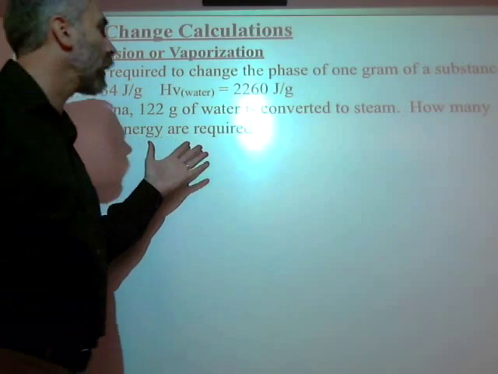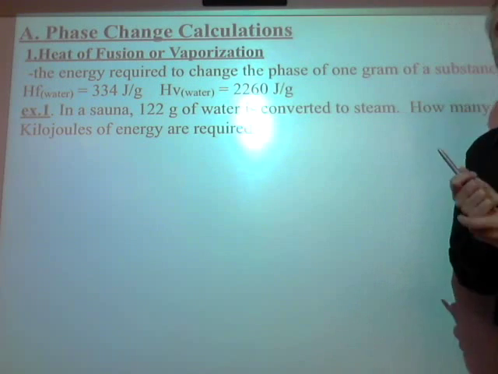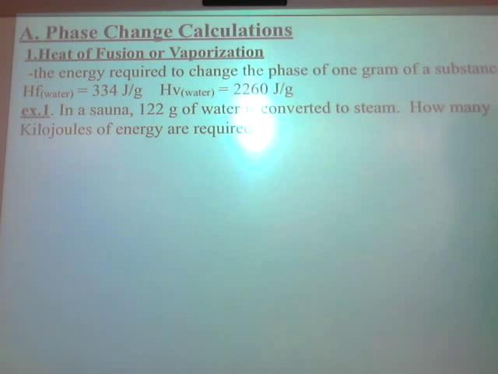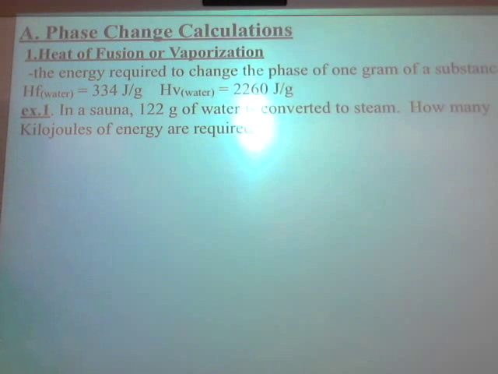Read the question. A sauna, 122 grams of water is boiling, turning to steam. How many kilojoules of energy are required to do that? What do you think? What will I do? Can you look at that without me explaining any more than what I have? It's pretty easy. Just looking at the units is pretty easy. What do you think I should do here, Des?